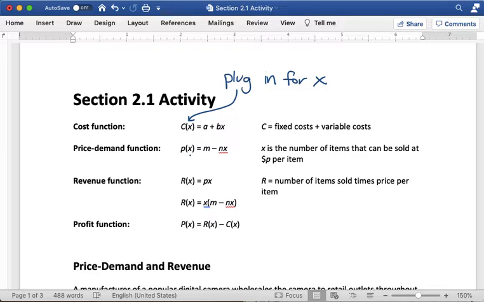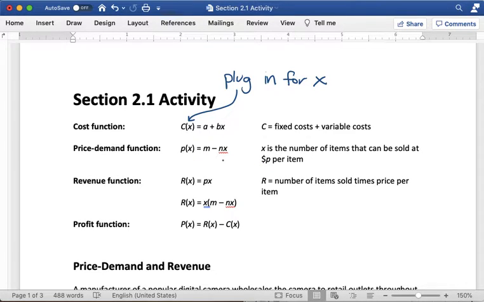The price demand function, we use a small p here for price. We use capital P for profit. So make sure that you're paying attention to that. The price demand function, m minus n times x. All these a, b, m, n, those are all going to be numbers, and x is going to be the variable that you're plugging in for.